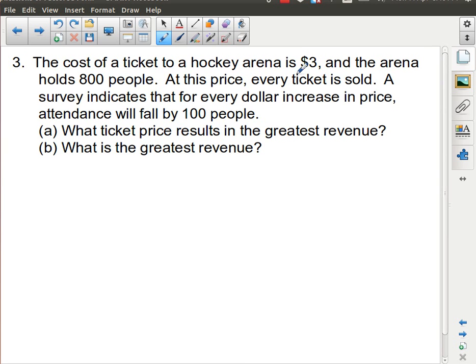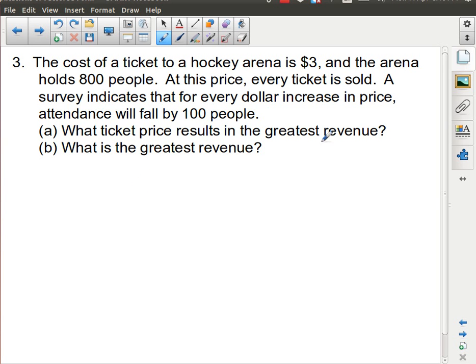A ticket to a hockey arena costs $3. The arena holds 800 people. At this price, every ticket is sold. A survey indicates that for every dollar increase in price, attendance will fall by 100 people. What ticket price results in the greatest revenue, and what is the greatest revenue? Now this is a tough one, first time people are seeing this one, to set up the equation.